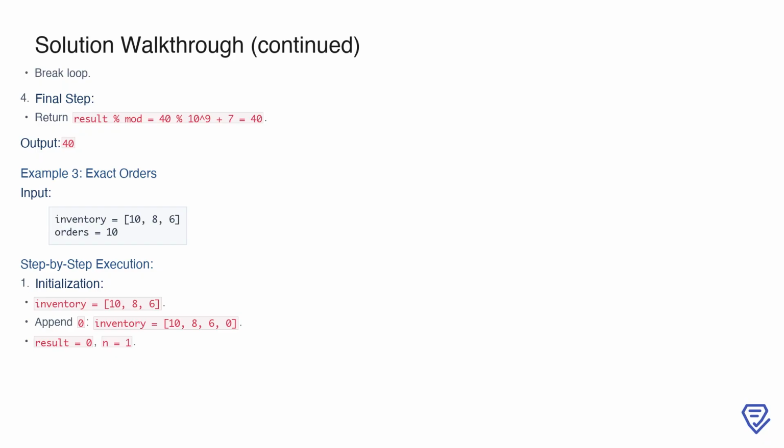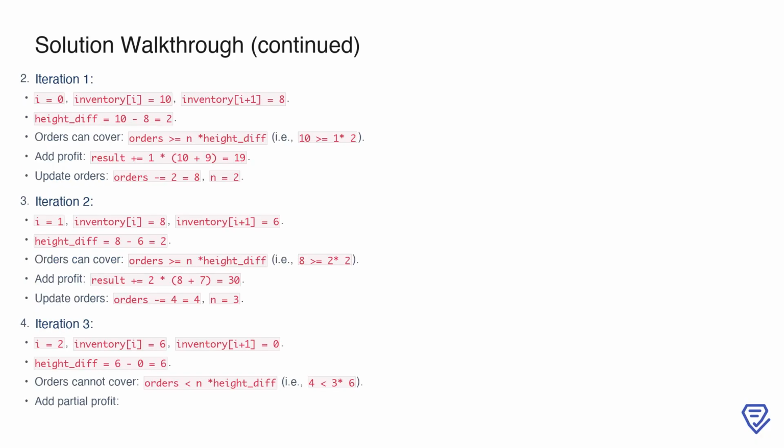Now, let's consider a third example where the number of orders exactly matches the available inventory levels. In this third example, the inventory is 10, 8, 6, and we have 10 orders to fulfill. After sorting and appending 0, the inventory becomes 10, 8, 6, 0. We initialize result as 0 and n is 1. In the first iteration, the difference between 10 and 8 is 2. Since we have enough orders, we calculate the profit from this range, which adds 19 to the result. We then reduce the orders by 2, leaving 8, and update n to 2.